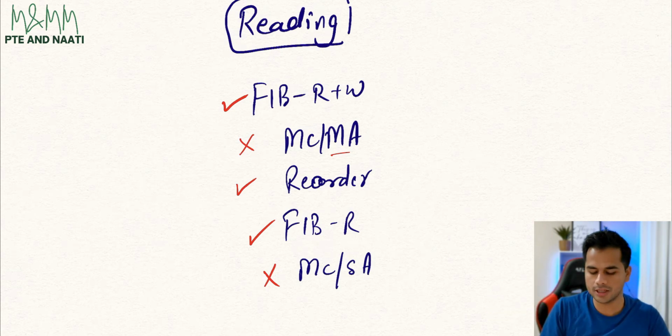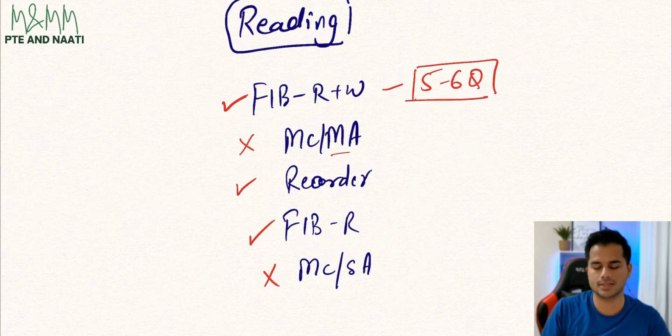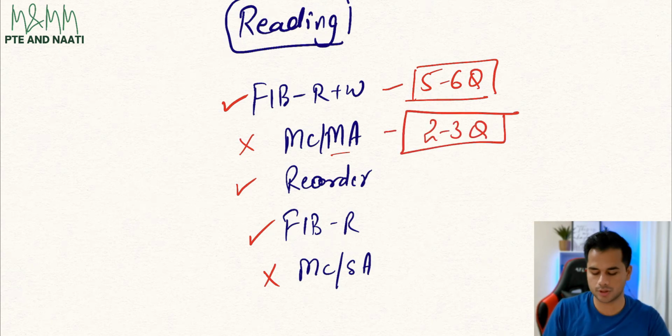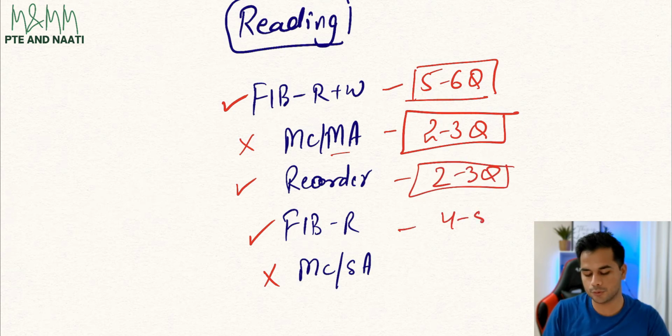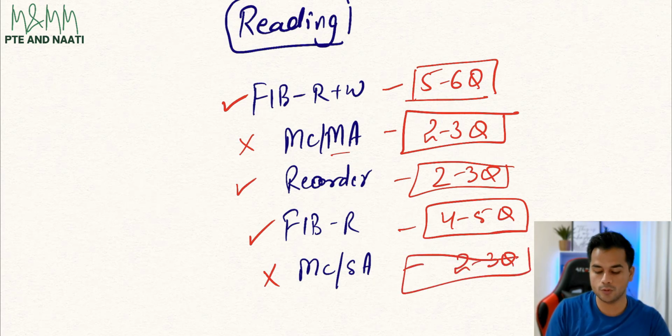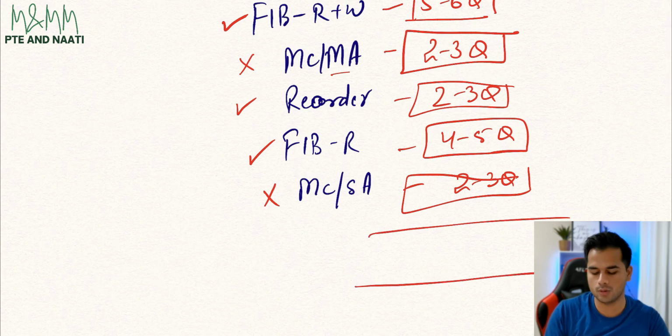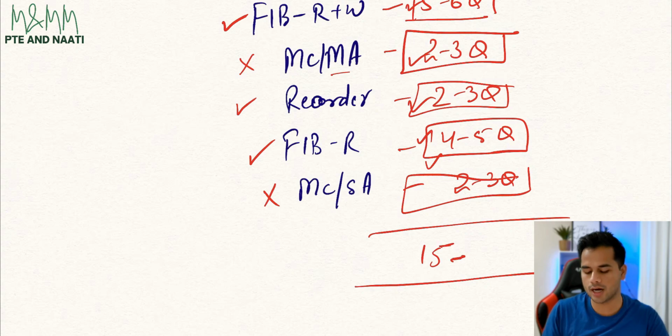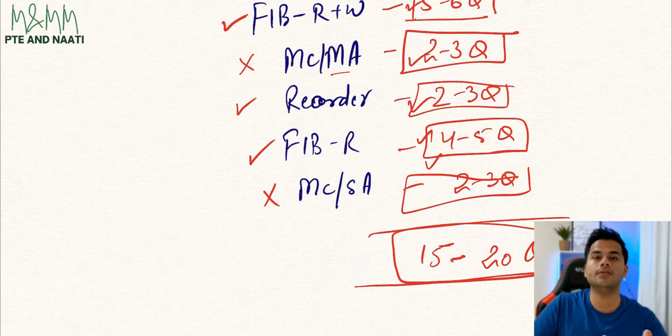For fill in the blanks reading plus writing, you get either 5 or 6 questions in the exam. For multiple choice multiple answer, you get either 2 or 3. The same happens with reorder paragraph. For fill in the blanks reading, you get either 4 or 5. And for multiple choice single answer, you get 2 or 3. If you add up all these numbers, it would be a minimum of 15, and a maximum of 20. So in your reading section, you can get anywhere between 15 and 20 questions.